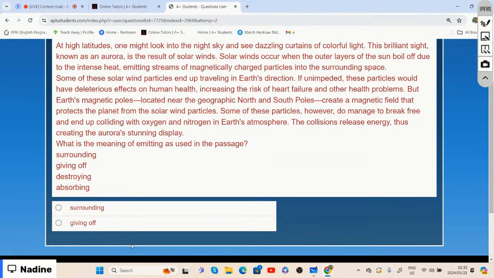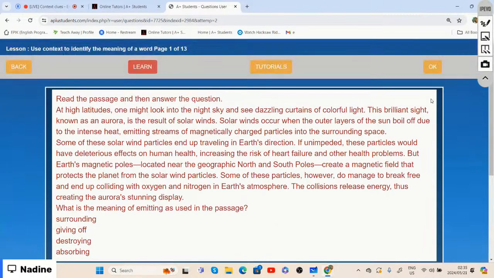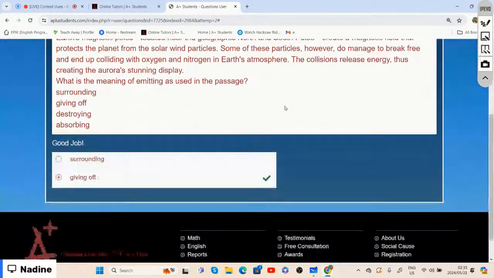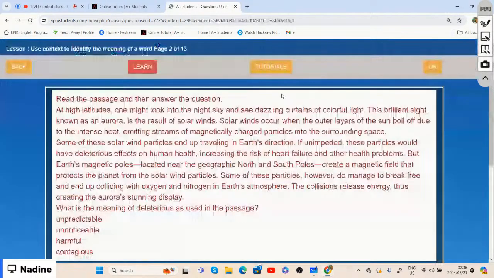All right. So if we were to choose what emitting means, especially since they're saying it is emitting streams of magnetically charged particles into the surrounding space, then we can say it is giving off. And giving off is correct. That is emitting. And if we look at the context thereof, our context gave us clues as to what we think it might be.